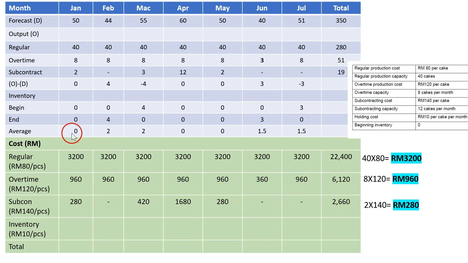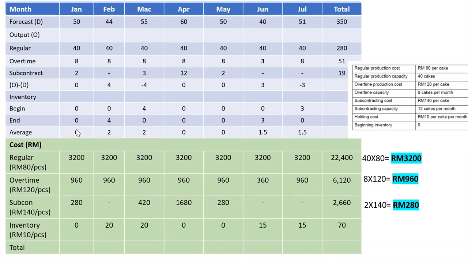Then for the inventory, look at the average. So the cost is 10 ringgit. So March there's no cost, and February it's 2 times 10 ringgit is 20. So for March is 20. Okay, there's none for April and May, and then for June is 15, and for July is 15. Okay, so add up at the end.